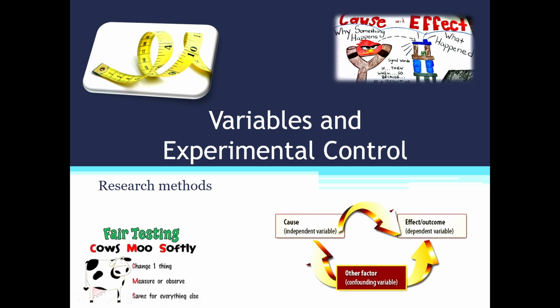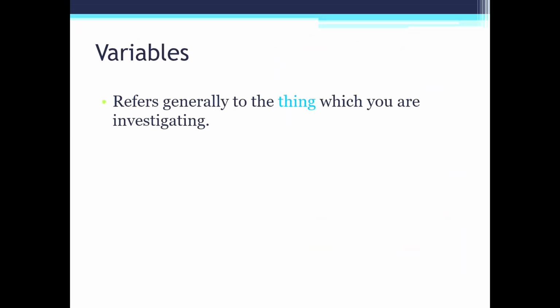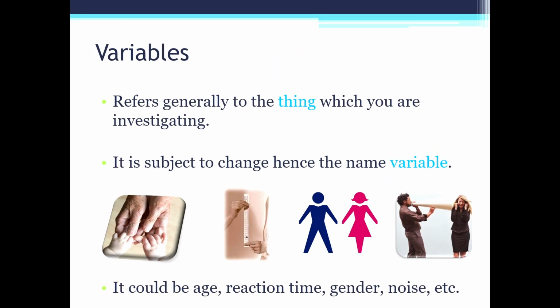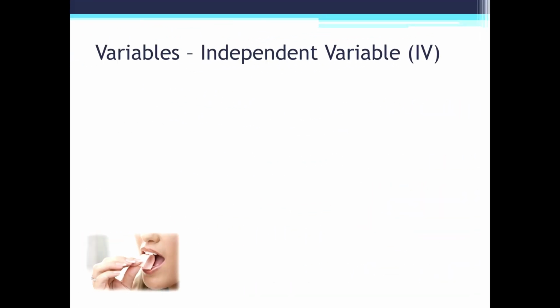Hello, in this video I'm going to talk you through variables and experimental control. A few of you find this topic quite tricky, so hopefully this will be helpful and make it super simple for you. So we need to know about variables, and variables are the things that you're investigating. They're subject to change, which is where the name comes from, and we need to know three different ones.